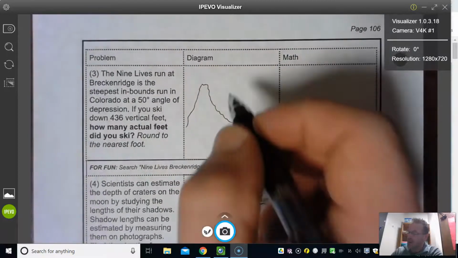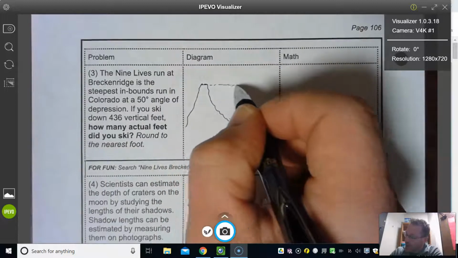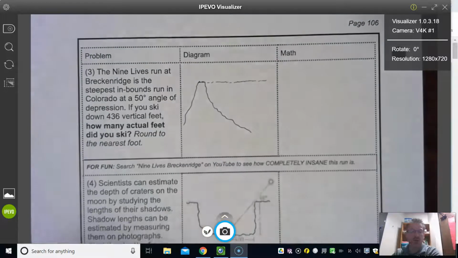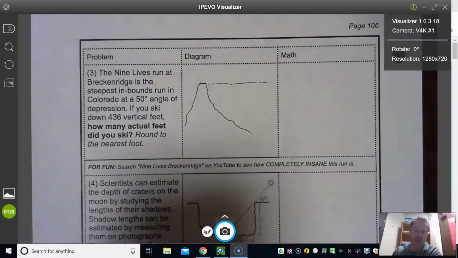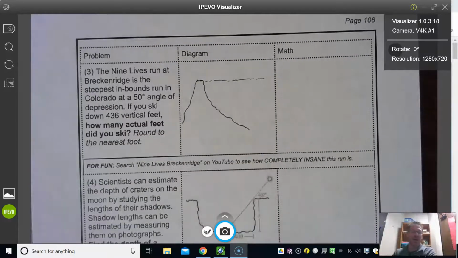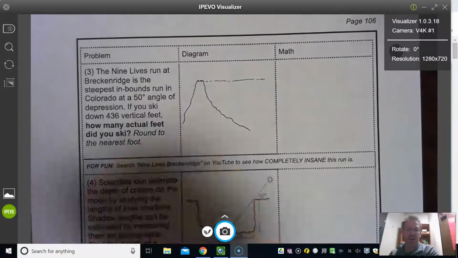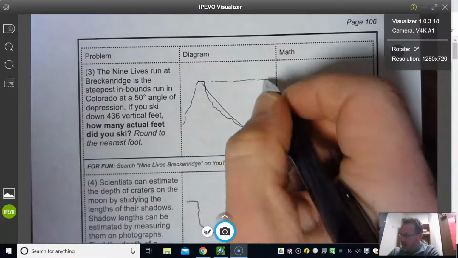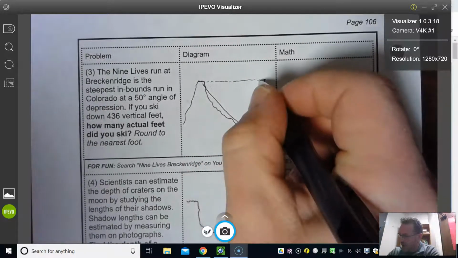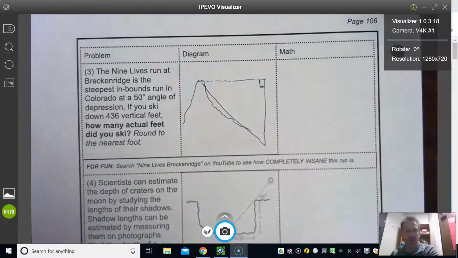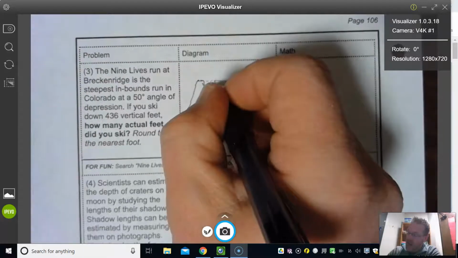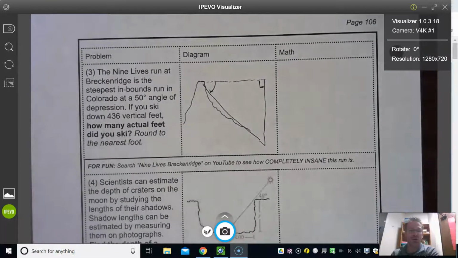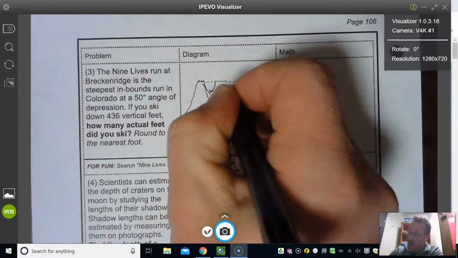Once again, if we're at the top here, there's the horizontal. And I have a curve here. So we're going to assume, and there's another assumption here, that the line you take coming down the mountain as you ski is a straight line. If we assume that, that would create a right triangle here. And notice it says that the angle of depression, so that's from the horizontal to your skiing path, is a 50-degree angle.